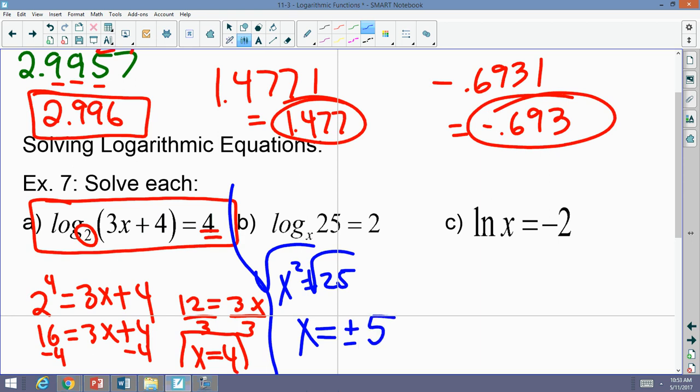However, let's think about something, guys. What did I tell you about B? Look at your notes. What did I tell you about B? It can never be negative. So my real answer is X equals 5. Yes, sir, my brother.